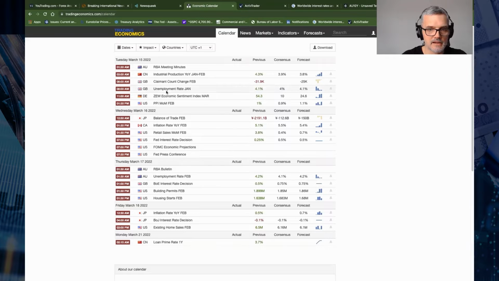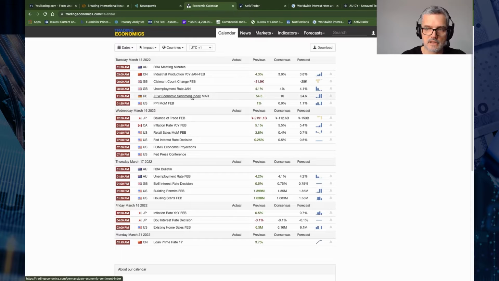Going to the economic calendar, going through UK unemployment rate, it looks like it's not going to be any different. So that's relatively positive, I guess. It would be good to see the unemployment rate drop further. That would be good for the UK pound. However, we have got European news on Tuesday. Got the ZEW Economic Sentiment Index for March. Previous reading was 54.3 in February. It's looking like March is going to come in a lot lower, somewhere between 24 and 10.